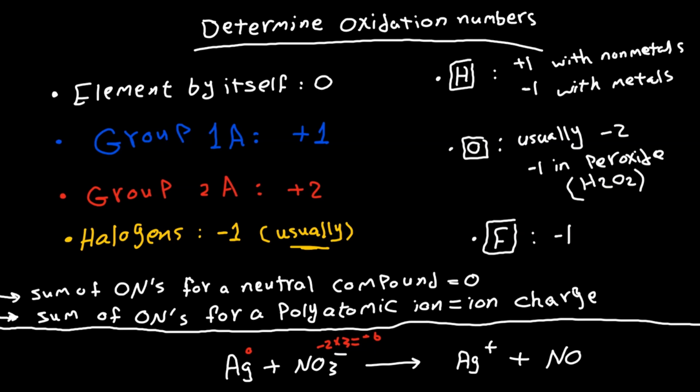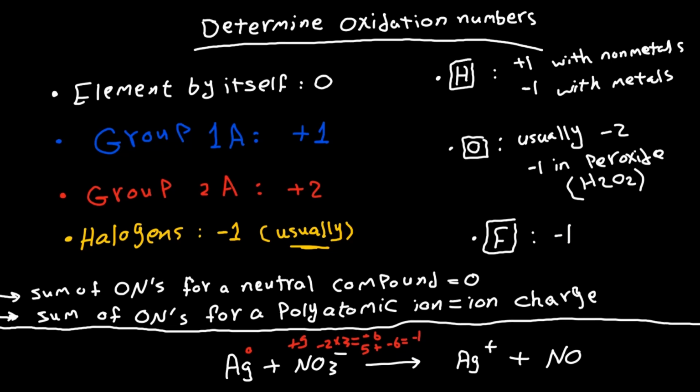We are going to use this rule: the sum of oxidation numbers for a polyatomic ion equals the ion charge. The ion charge here is -1, and that means that whatever the nitrogen oxidation number is, added to -6, has to give us -1. So that means nitrogen is +5. +5 - 6 equals -1. Now let's move to the other side.